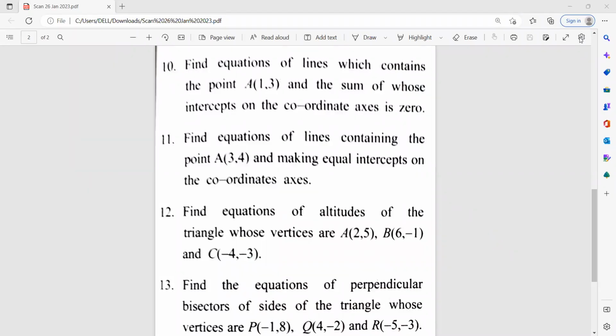Hello and welcome, students. This is a lecture on straight lines, and in this lecture we are going to solve a few more problems based on the equation of lines. In the last two lectures, we had been working on different forms of the equation of lines.